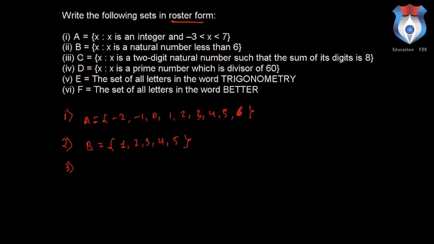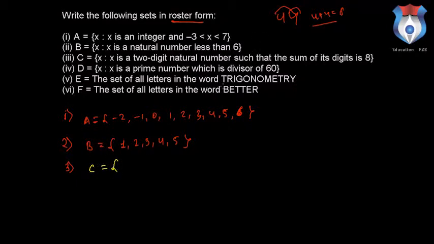And the third one is here: x such that x is a 2-digit natural number such that the sum of its digits is 8. Okay, we need to write 2-digit numbers like 44, with sum, 4 and 4, if you add, you'll get 8. So there are a lot of such 2-digit numbers that we have to write in the set C. Okay, that was quite interesting. I like this set C.